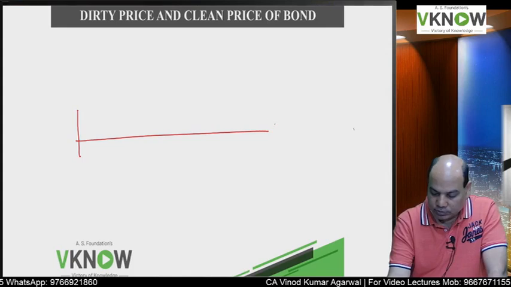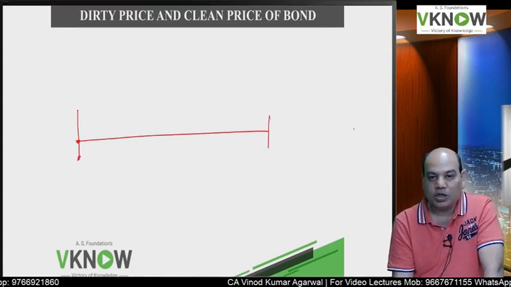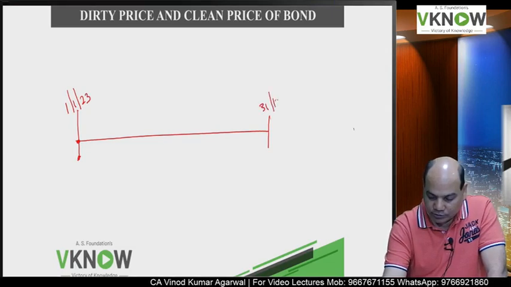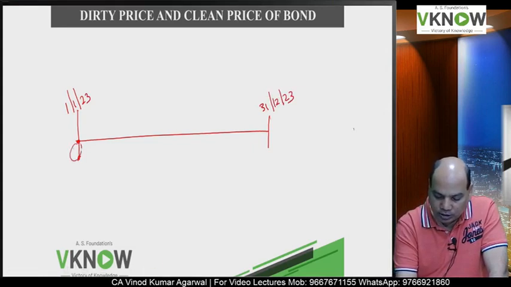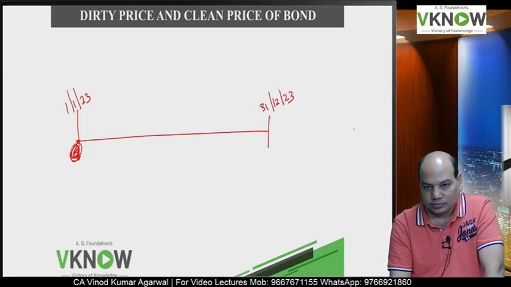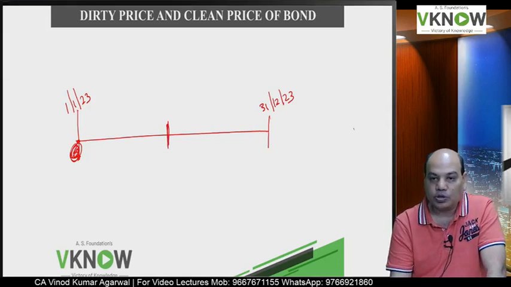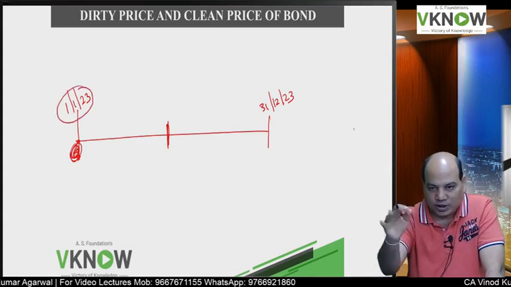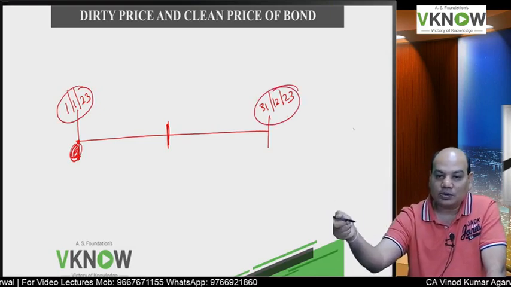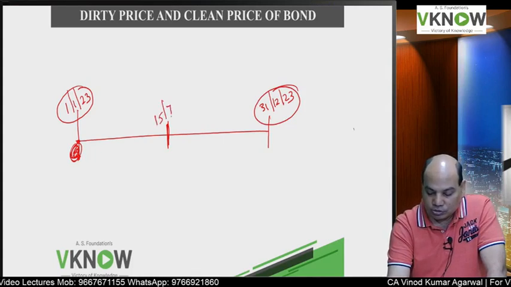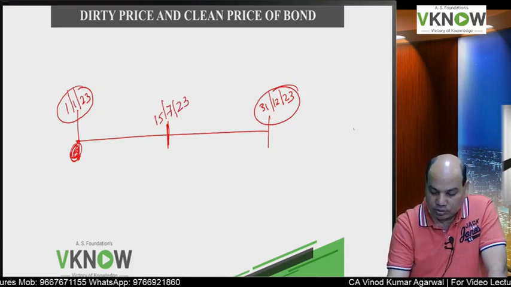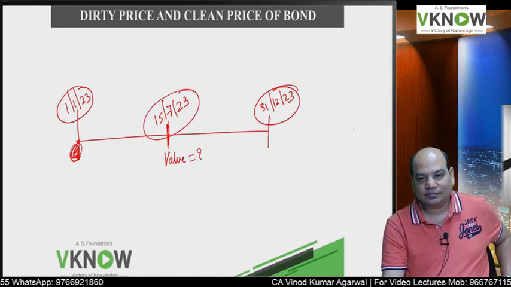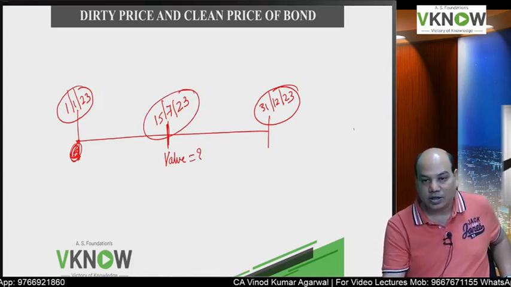In the previous 12 or 13 questions, we computed the value of the bond at the beginning of the year. Suppose this date is 1st January 23 and this date is 31st December 23. If you calculate the value of the bond here, then it is very easy. What you have done is right. But then you may be given a question where you have to compute the value of the bond between 2 coupon payment dates. So this 31st December 22 coupon has been paid. The next coupon payment date is 31st December 23. But suppose this is 15th July 23. Now the question is to calculate the value of the bond between 2 coupon payment dates. That is the role of dirty price and clean price.